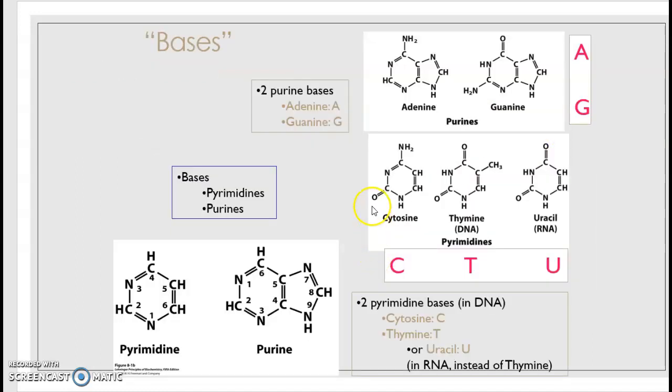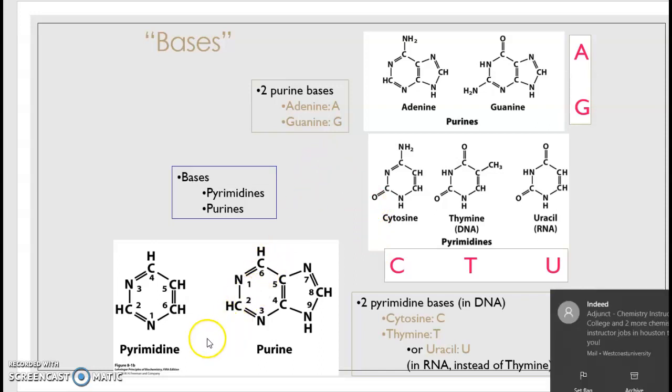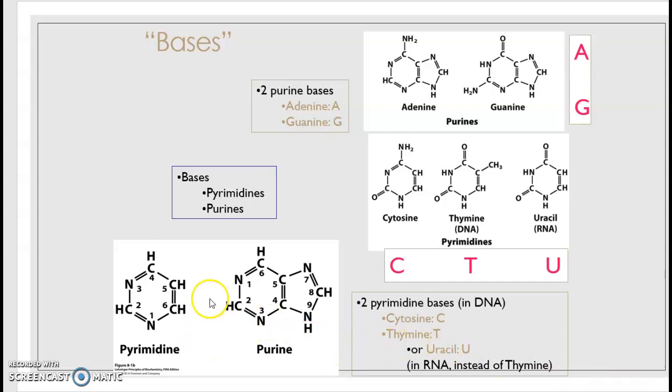Here we have the different nitrogen bases. The pyrimidines can be the cytosine, the thymine, and the uracil. And the purines could be adenine and guanine.